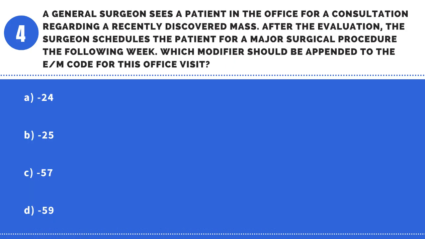Question 4. A general surgeon sees a patient in the office for a consultation regarding a recently discovered mass. After the evaluation, the surgeon schedules the patient for a major surgical procedure the following week. Which modifier should be appended to the E/M code for this office visit? A. -24. B. -25. C. -57. D. -59.